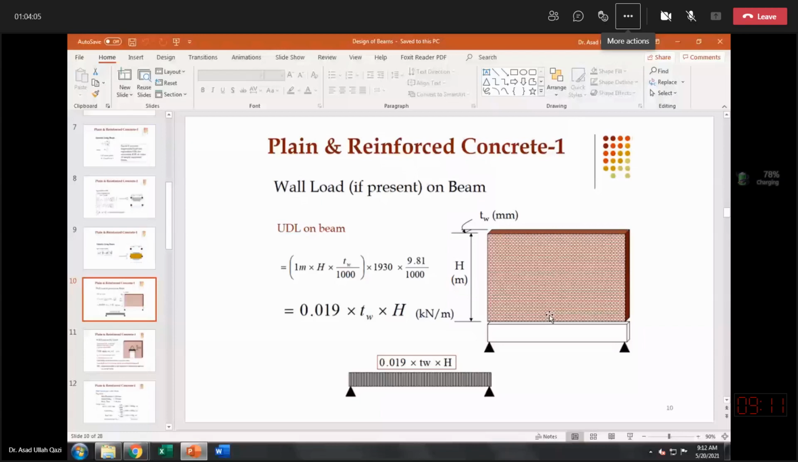And now the question is, what if something is directly resting on the beam? It means such a masonry wall, or there might be some other light partitions, which are resting directly over the stem of the beam. So we can also include them in our load estimation over the beam.